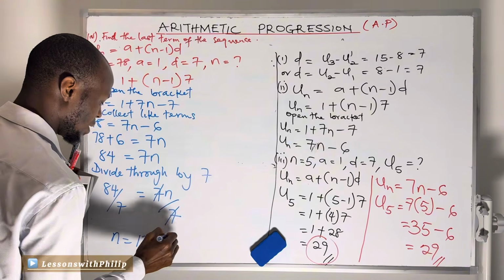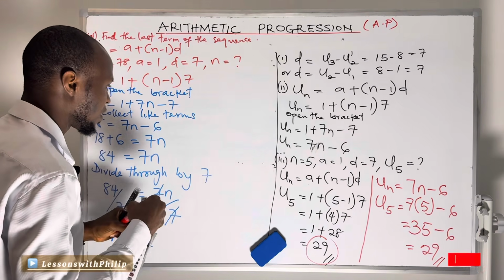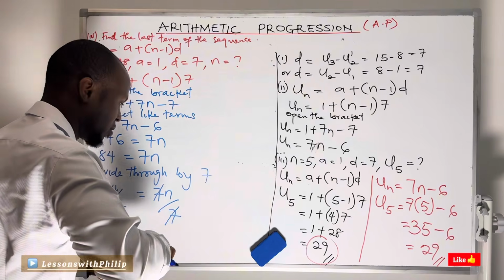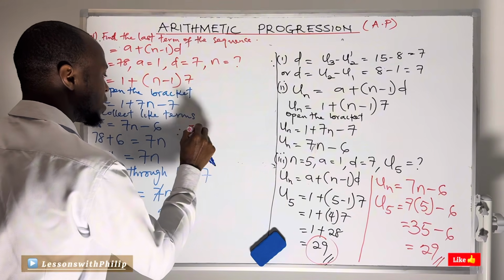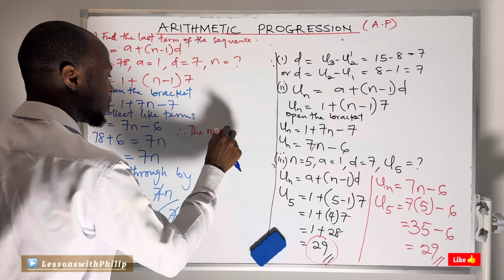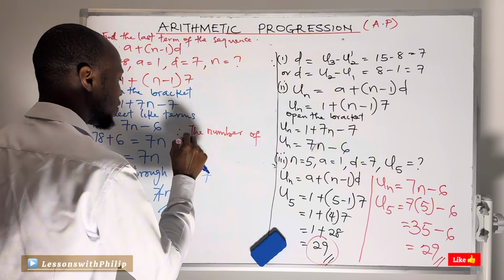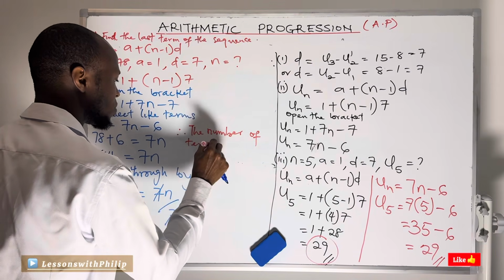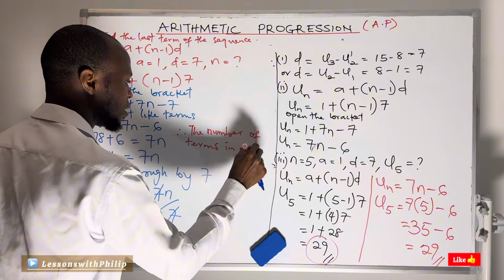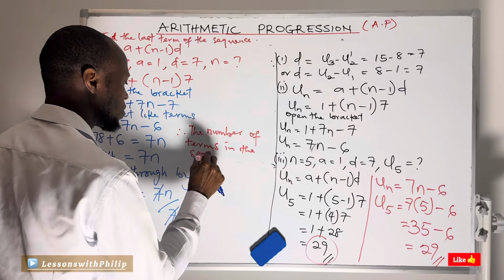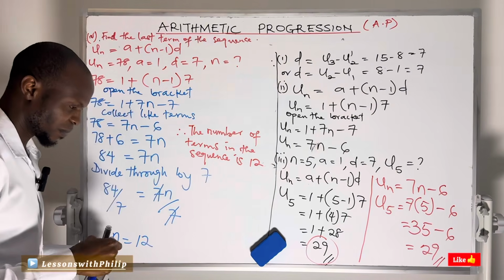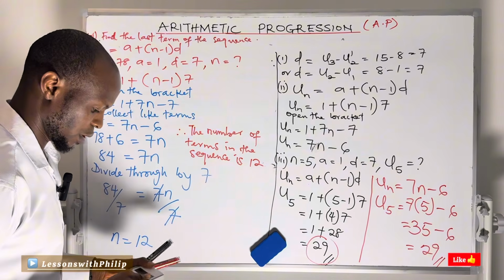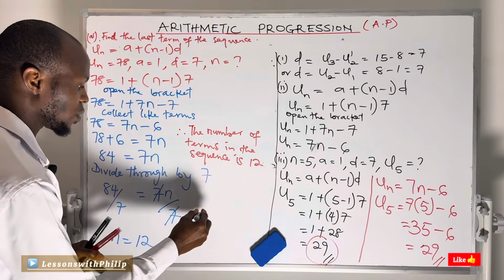That shows, therefore, the number of terms in the sequence is 12.